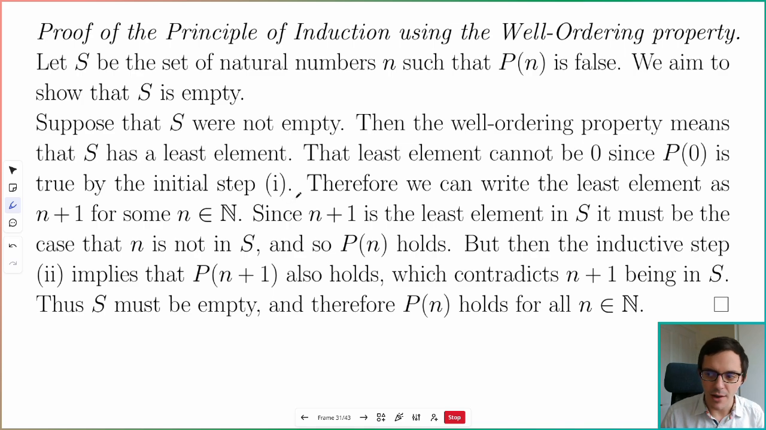So once again, the least element is n plus 1 in the set. We're supposing, and this is a proof by contradiction, all at once that Pn plus 1 is false, that Pn is true, and that Pn implies Pn plus 1. That doesn't work. If Pn is true and Pn implies Pn plus 1, Pn plus 1 must be true. The inductive step implies that Pn plus 1 also holds, which contradicts n plus 1 being in S. So supposing up here for contradiction that S were not empty, we've now reached a contradiction.